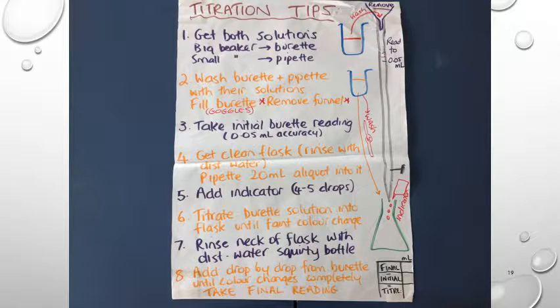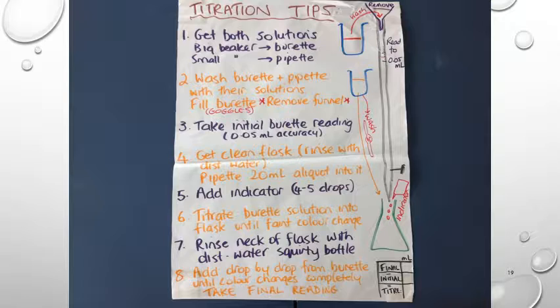Okay, so in a nutshell, these are the titration tips I suggest. Get both solutions together. In the big beaker, you put in the burette. In the small beaker, you're going to be dealing with the pipette. Remember to wash out the burette and pipette with distilled water, and also then follow with their solutions. Fill the burette and remove the funnel. Okay, so take an initial burette reading, which I'll help you with during our practical sessions.